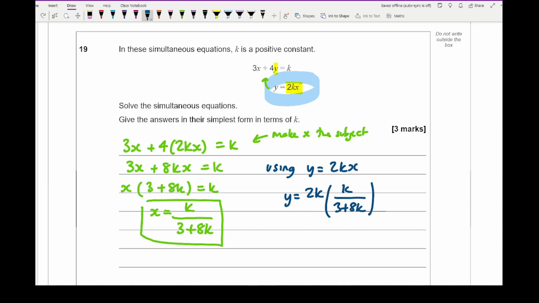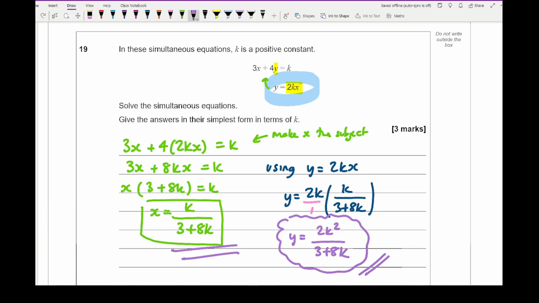Now you might be thinking to yourself, how on earth do I multiply this? Well, if I turn the 2k into a fraction, all I've then got to do is multiply the top, so that's going to be 2k squared over 3 plus 8k. Does anything simplify? No, it doesn't. So that is my value of y. My answer for x is this, and my answer for y is that.